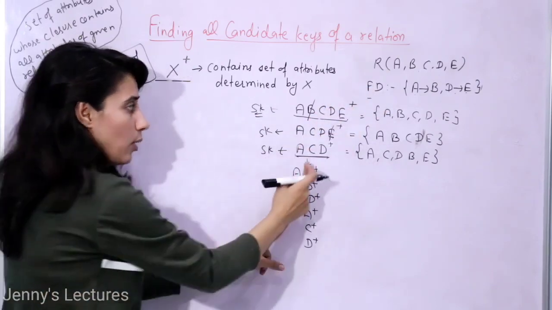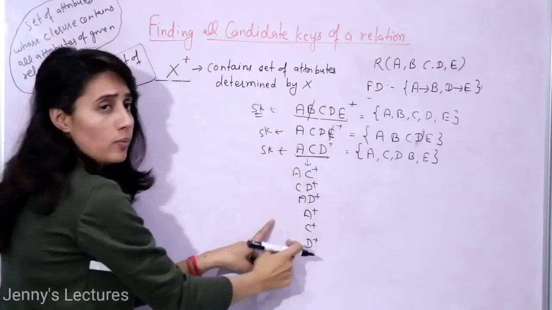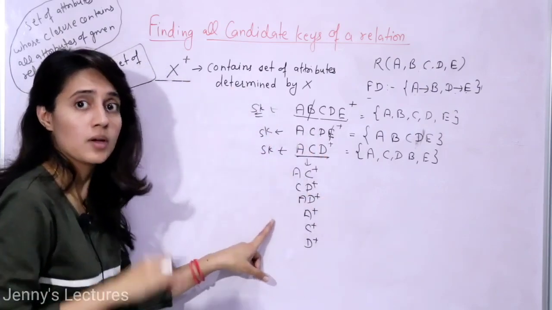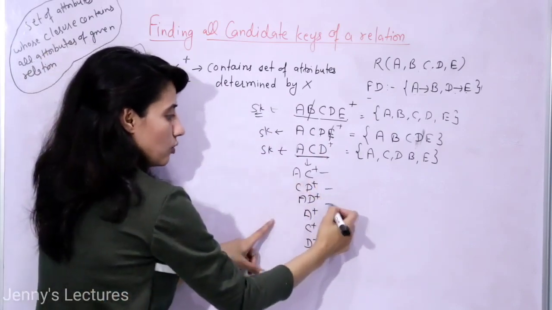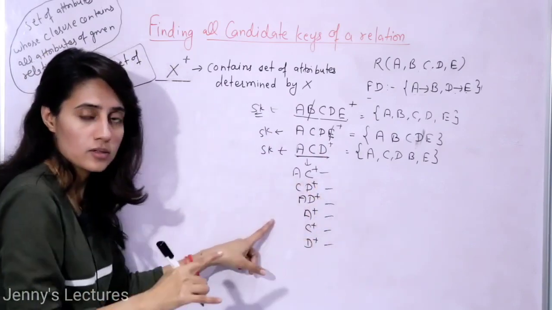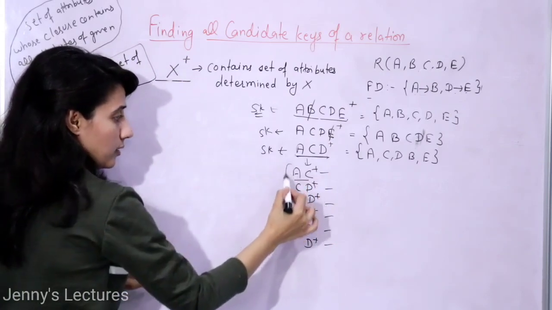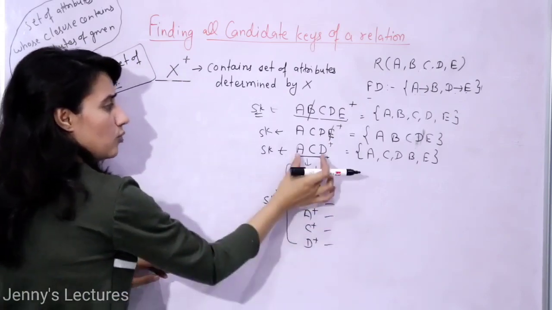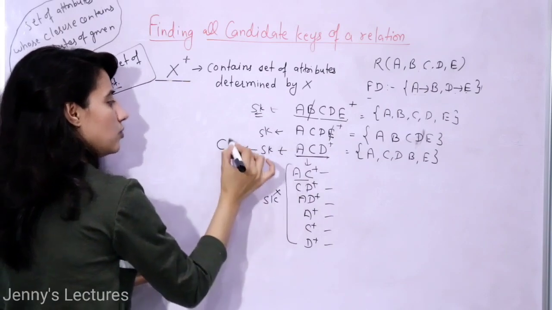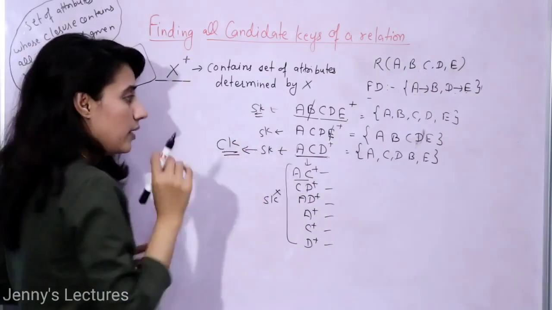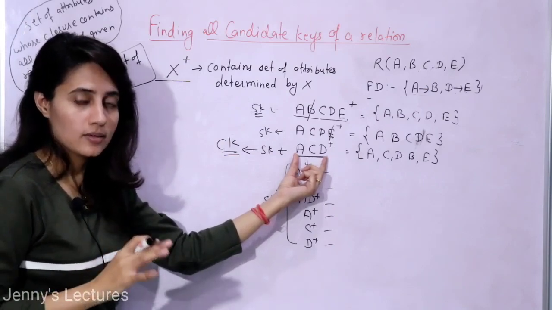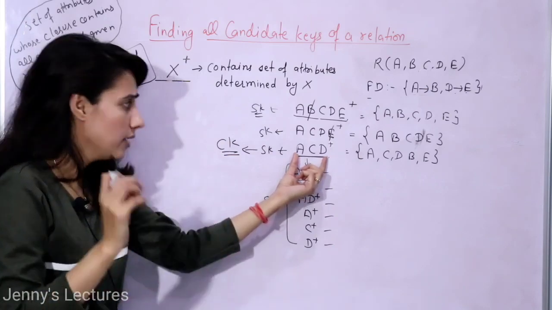And if any one proper subset of this is a super key, then we cannot say that this would be a candidate key. But when you check the closure of all these, you will find that none of them is a super key. And if no proper subset is a super key, then definitely this is a candidate key. Now I have got one candidate key. I am not saying that it is the only candidate key. Still we need to check this.